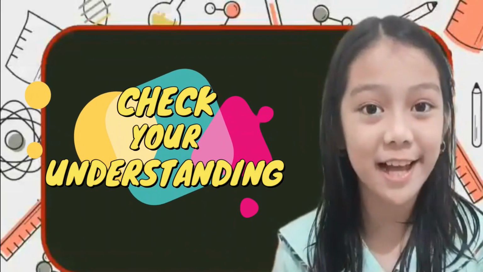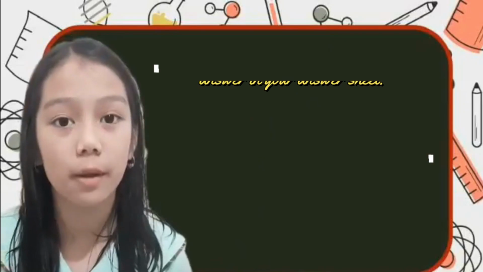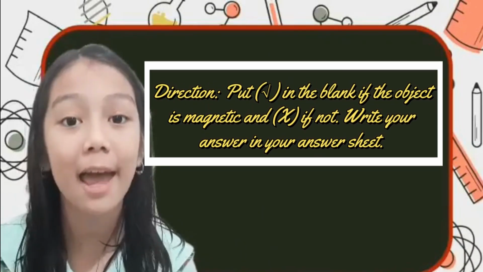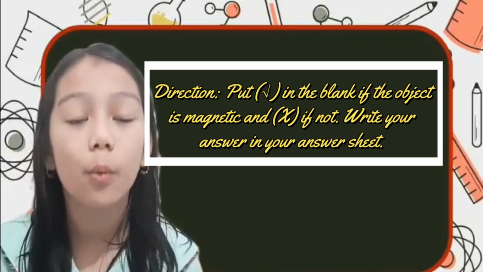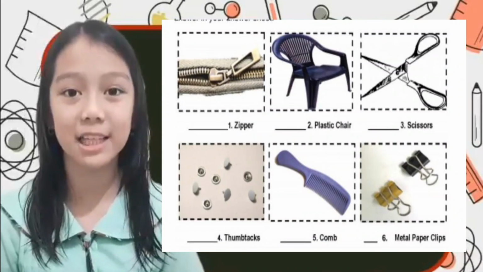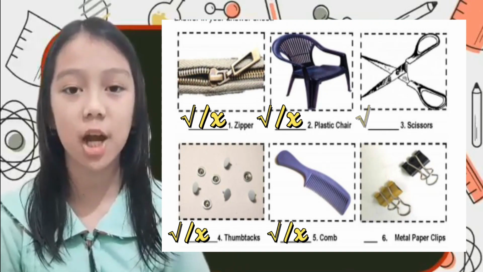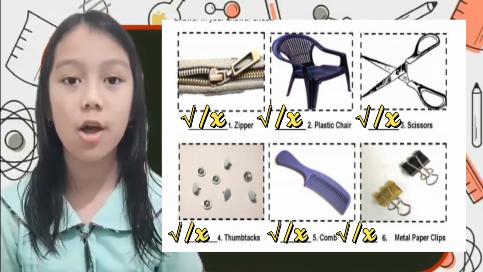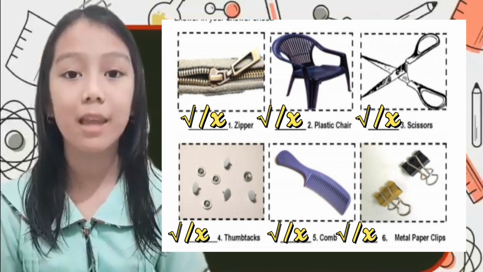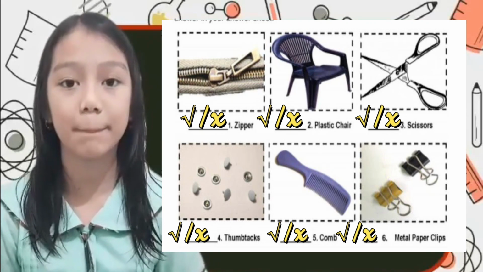Check your understanding. Direction. Put a check in the blank if the object is magnetic and X if not. Write your answer in your answer sheet. Number 1, zipper. Number 2, plastic chair. Number 3, scissors. Number 4, thumbtacks. Number 5, comb. Number 6, metal paper clip.